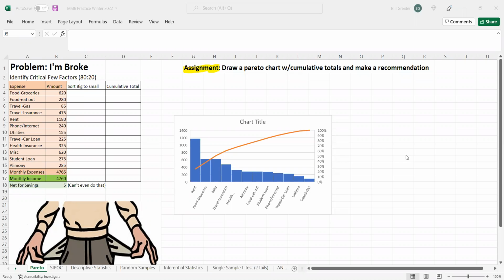really early on, we did Pareto, and that was where I gave you a fake budget to find out what the 20% of the items would represent 80% of my expenses and make a recommendation. So if you haven't done that one, that's pretty simple.